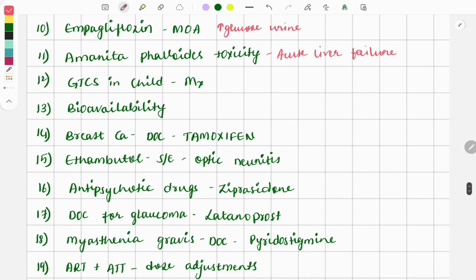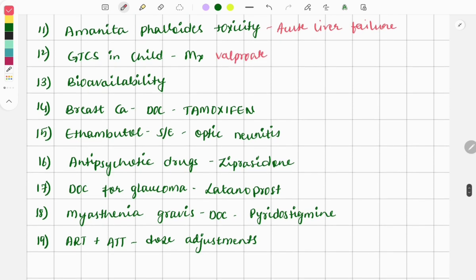Then moving on to the next question, a child was having generalized tonic-clonic seizures and was brought to the emergency. How will you manage this patient? Usually we will be using valproate for its management. Then the definition of bioavailability was asked, that it is the amount of the drug that reaches the systemic circulation in the unchanged form.